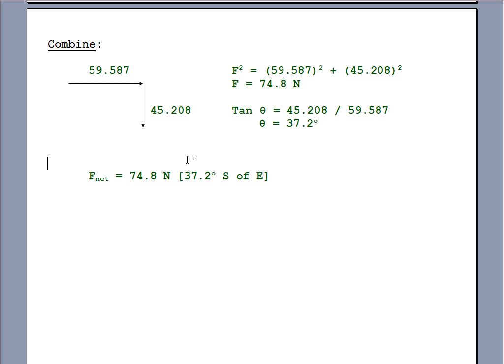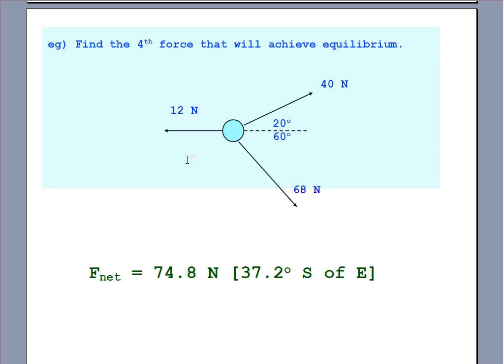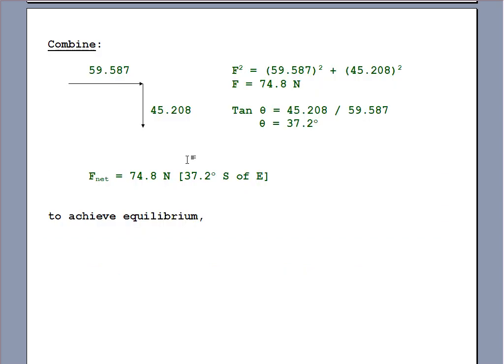I want to put one more force in that finishes this off, right? Because that was their question: find the fourth force that will get to equilibrium. And right now I know my net force is 75-ish newtons and 37 degrees south of east. I need a force that's going to go north of west. It's going to have to go back west by 59 and up north by 45. In fact, it's just the reverse. If you take the 75 number, but just reverse the direction, you've got it. That'll actually figure out how big the fourth force would need to be in order to balance everything out.